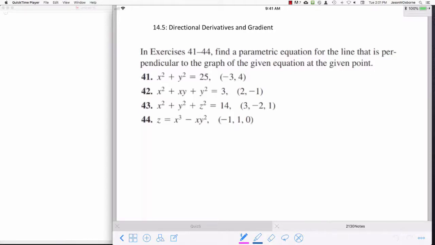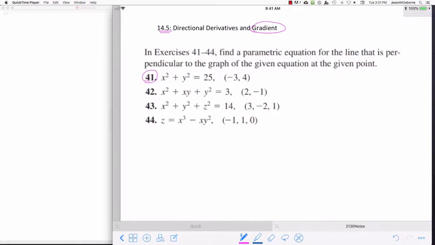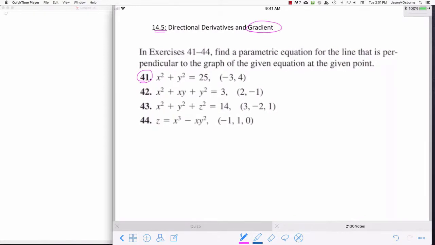In this video, we look at a couple of problems from section 14.5 related to the directional derivative and the gradient. Okay, and I'll look at number 41 first and talk a little bit about this problem and a couple interpretations for how you might solve it or even read the problem.